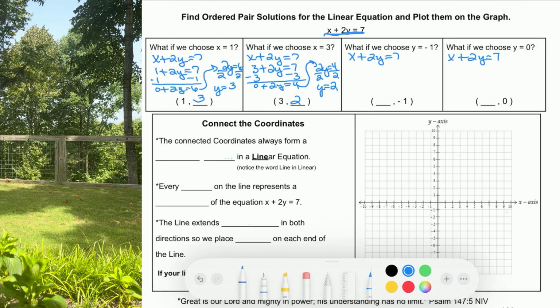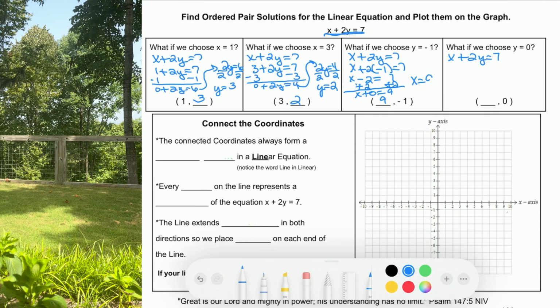Third one, what if we choose y equals negative 1? So this time instead of x, we're going to do y and solve for x. So x plus 2 times negative 1 equals 7. X plus 2 times a negative 1 is going to give us a negative 2. So I'm going to write x minus 2 equals 7. Add 2 to both sides. X plus 0 equals 9. So x equals 9. Put that in that blank. Square around all of our answers we found so far.